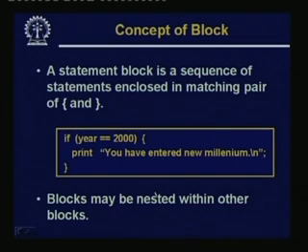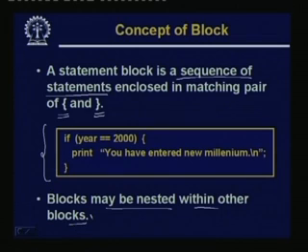First, we talk about a statement block whose definition is identical to what is there in C. So, a statement block is a sequence of statements which are enclosed in matching pair, curly bracket open and curly bracket close. Just an example, if year double equal to 2000, curly bracket, print, you have entered new millennium, new line. This looks very much like a C program segment, only the syntax of the print is slightly different. Blocks again like C may be nested within other blocks.